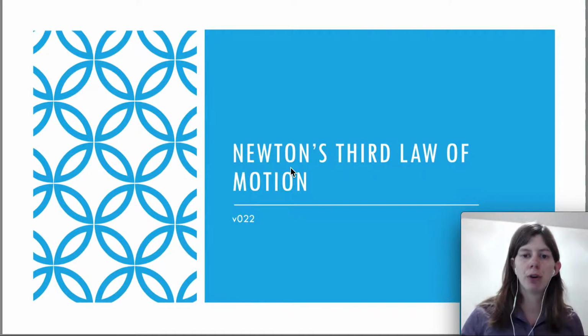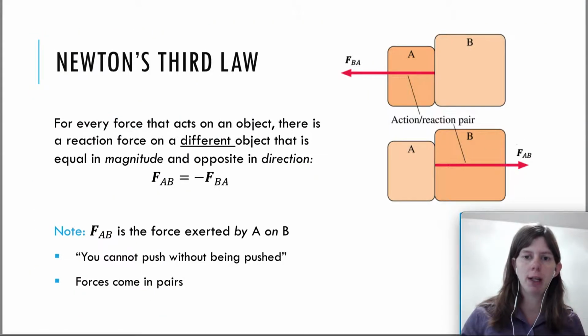I'm going to go over Newton's third law of motion. This one is going to be more conceptual. There are not going to be any problems that we do using this one, so it's going to be a short and sweet video. So Newton's third law, you may have heard of it as the action-reaction law. What it says is that for every force that acts on an object, there's a reaction force on a different object that is equal in magnitude and opposite in direction. Notice that I've underlined different. It's really an important keyword here.